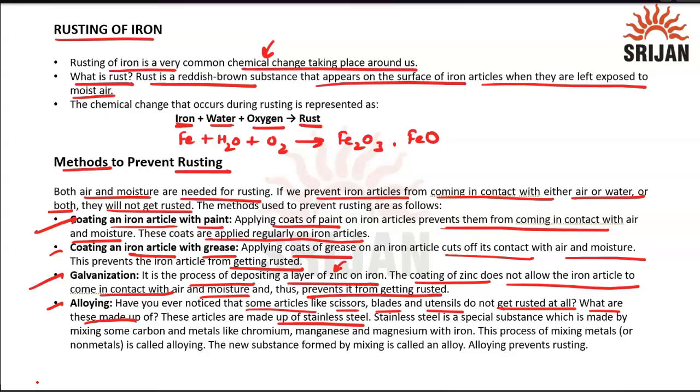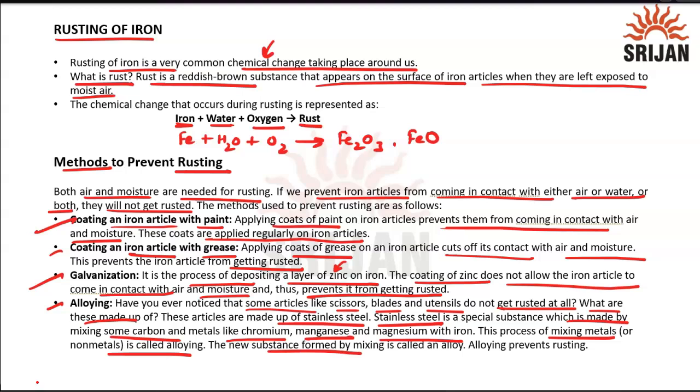Because we use a special alloy called stainless steel, which is made by mixing some carbon and metals like chromium, manganese, and magnesium with iron. It is not just iron; we are mixing metals and some non-metals also, and this process is called alloying, where you are making an alloy. That alloy here is stainless steel. We use a lot of alloys in our day to day life just to prevent rusting and make sure that the object we are forming can last for a very long time.